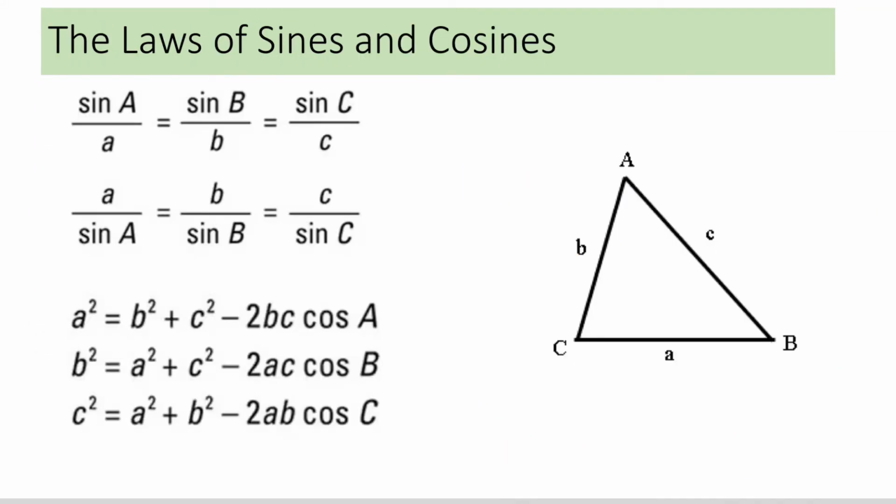So here we've got our laws that we're going to employ, the law of sines in both of its forms, and the law of cosines. And here's our lettering system, which is consistent, and we would have to make sure we did our opposites, little a opposite capital A, b opposite B, c opposite C.